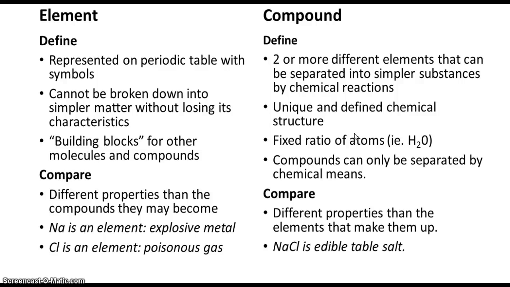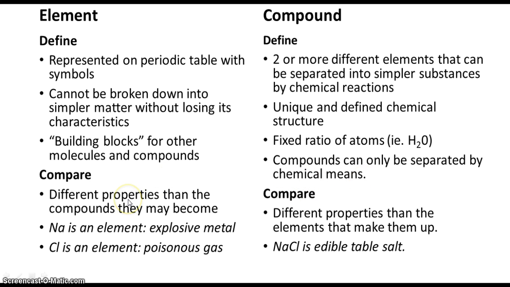Now this is not something we've talked about yet, and we're going to talk about it later. You can just tuck that in the back of your mind. All right, they come in a fixed ratio, which means for water, you're always going to have two hydrogens and one oxygen. You're never going to have three hydrogens and one oxygen and call it water, or you're never going to have two hydrogens and two oxygens and call it water. For this thing to behave the way it always does, it has to have this combination of atoms. And then compounds can only be separated through the addition of some other chemical to break them apart.